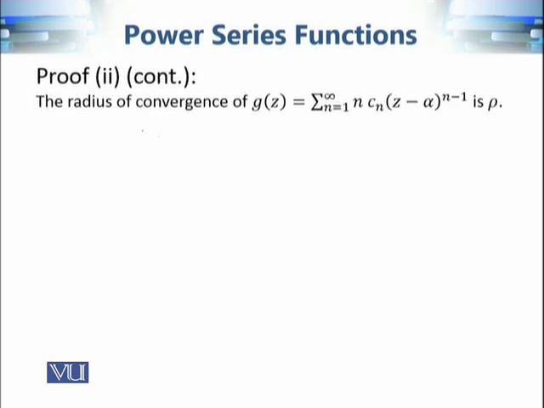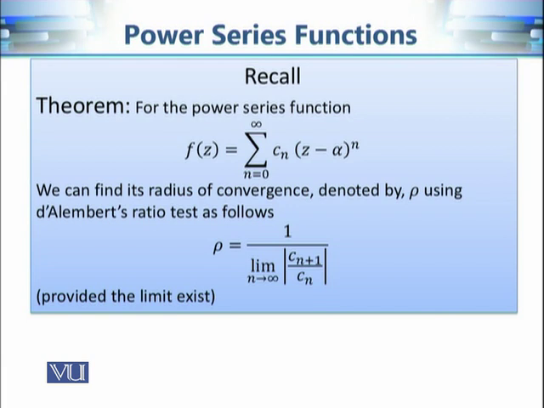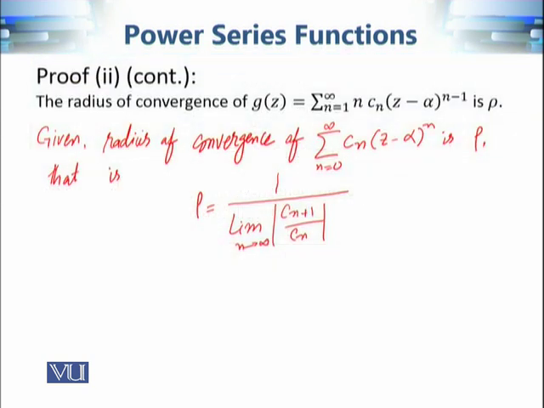Now the radius of convergence of this g of z that we just defined can be found to be rho. Now why is it true? We are going to use D'Alembert's ratio test to find the radius of convergence of g of z. Now remember, what is the radius of convergence of our given power series function f of z? Well, that is rho, and we can say that rho is equal to 1 over the limit as n approaches infinity of the mod of Cn plus 1 over Cn.